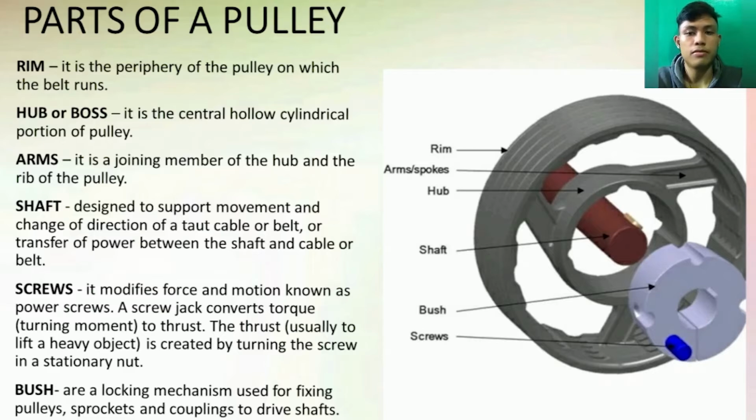The next part is the shaft. The shaft is designed to support movement and change of direction of the taut cable or belt. It is also used to transfer power between the shaft and the cable or belt.